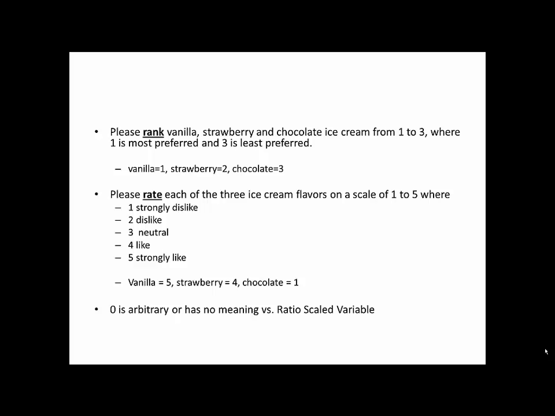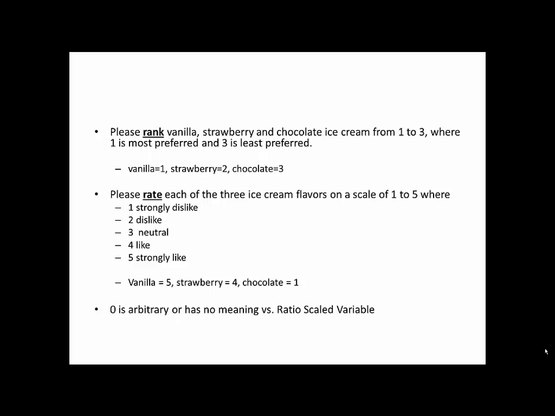Now here in the interval scale, I could have rearranged these numbers such that strongly dislike was -2, dislike was -1, 0 was neutral, 1 was like, and 2 was strongly like. Because the numbers don't matter. It just matters that the units are the same between the numbers.